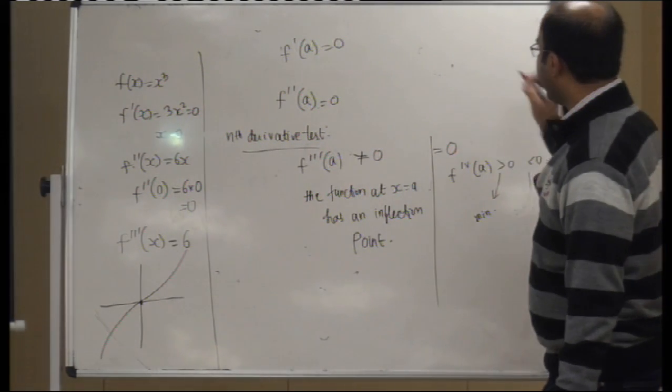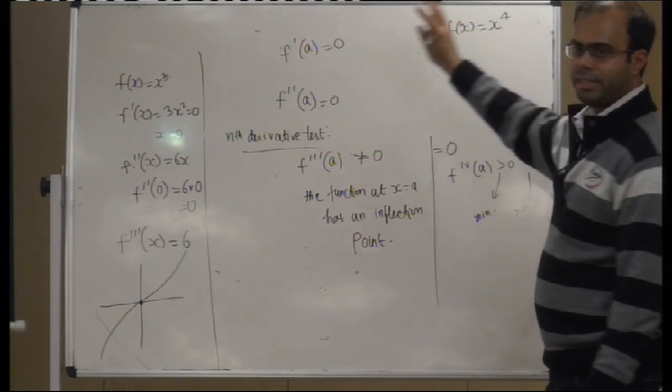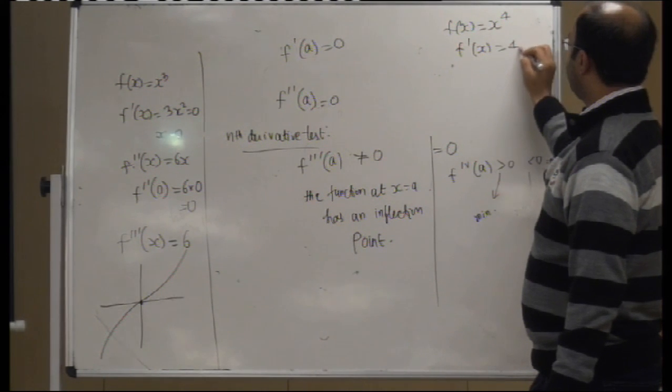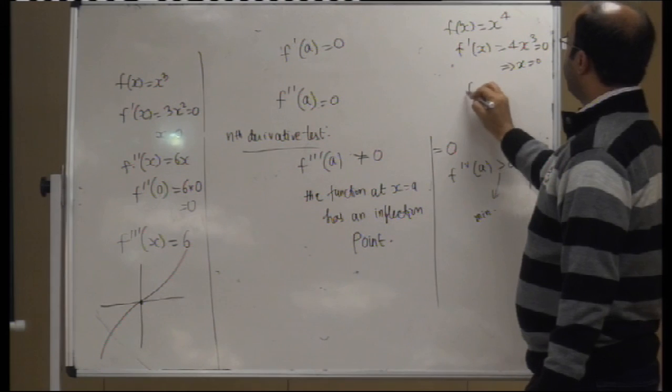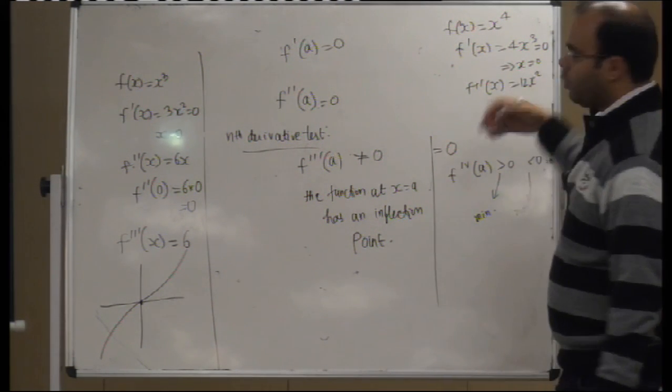If you would have taken an example like this, f(x) equal to x to the power 4, we are taking a simple example. So what will happen? First derivative would come out to be 4x cube. You will equate it to 0. You will get x equal to 0. Then you will find the double derivative. You will see that this is 12x square. You will put 0. It will again become 0.